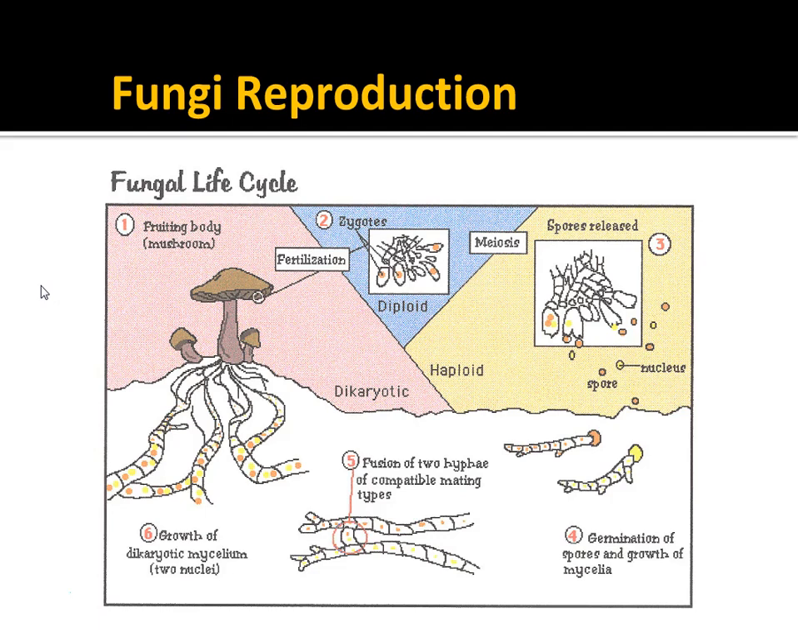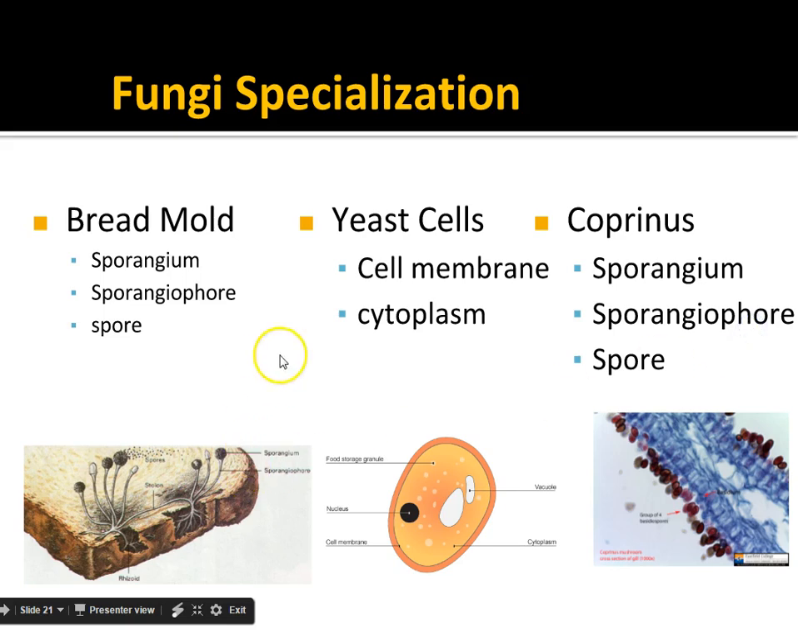Yeast, on the other hand, are single cell, and they can simply reproduce by asexual reproduction, by mitosis. So the fungi are a very interesting group of organisms. They have a lot of specialties, and we're going to take a look at a few of them in class when we get into the lab.